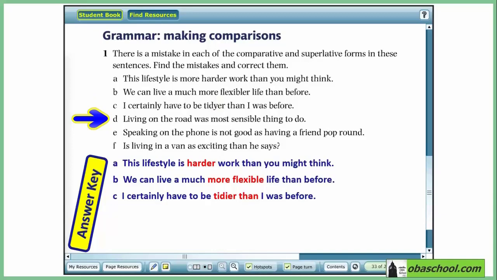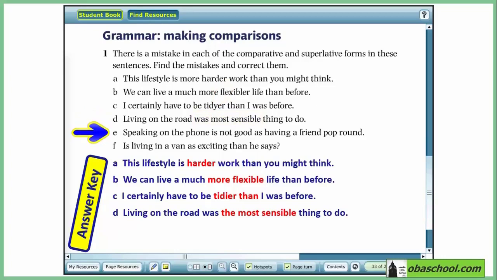D. Living on the road was most sensible thing to do. The mistake here is "was most sensible". When changing an adjective to a superlative form, we must add "the" before the superlative form. So the correct answer is, living on the road was the most sensible thing to do.